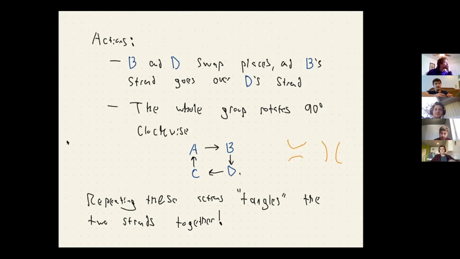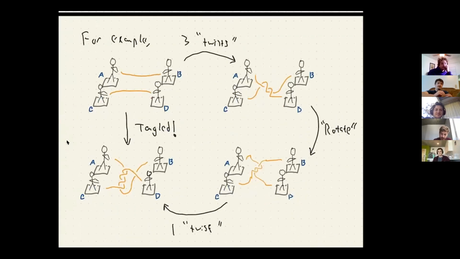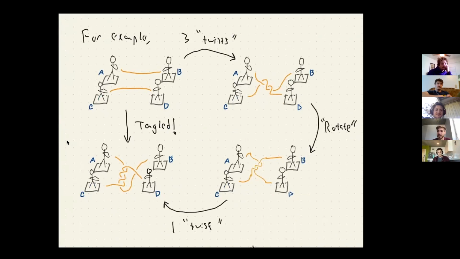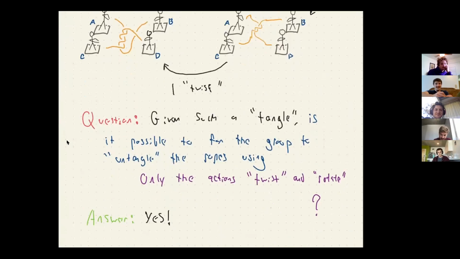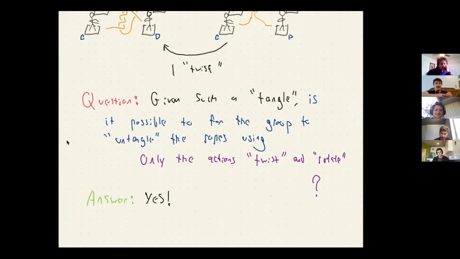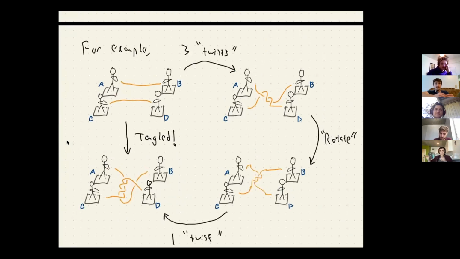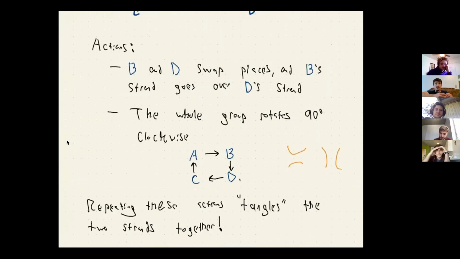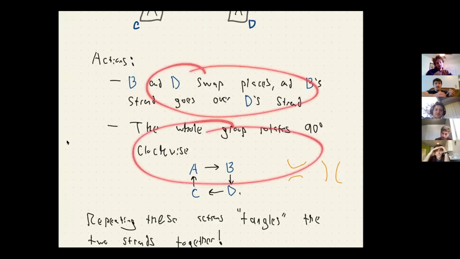Okay, sorry, my iPad is a little laggy here, but yeah. Here's an example of these people going crazy, dancing around, twisting the rope up. Like I said, given such a tangle, is it possible to untangle it? And one other restriction that we'll put is that we can only use these actions of twist and rotate. So up here, this would be the twist, and this would be the rotate action.